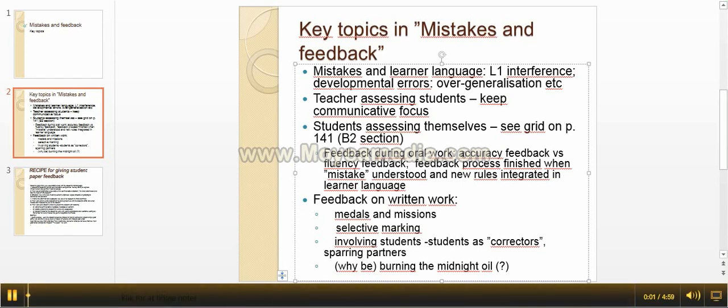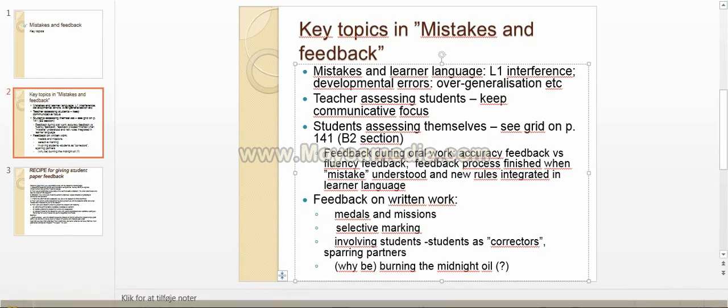Just to finish off the feedback aspect, we saw how there are mistakes and language learning connections. We have L1 interference, developmental errors, what's known as overgeneralization, and so forth. We also saw that when you assess students, it's very important you keep the communicative focus in mind. So it's not going to be just language for language's own sake. And you might like the students to assess themselves so that they get aware of their learning, their progress. You might want to make their learning visible to them.